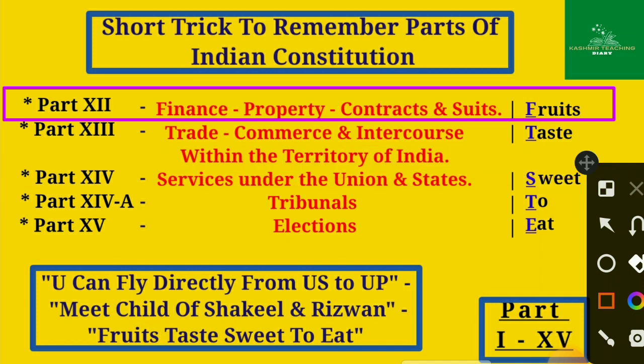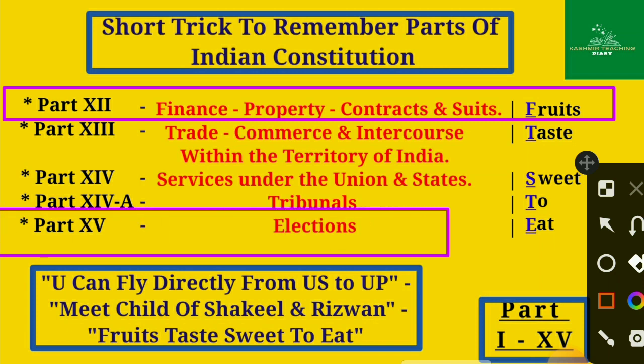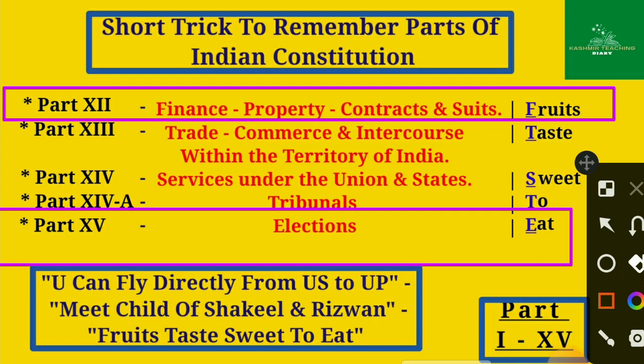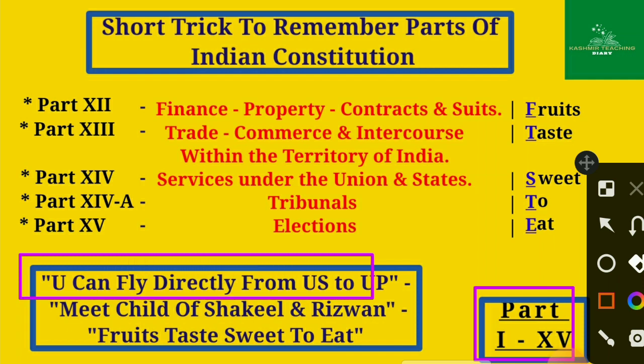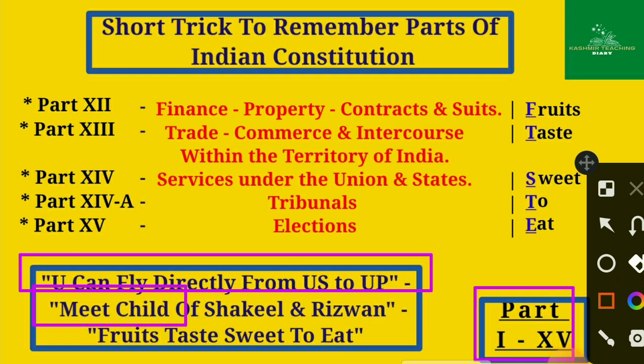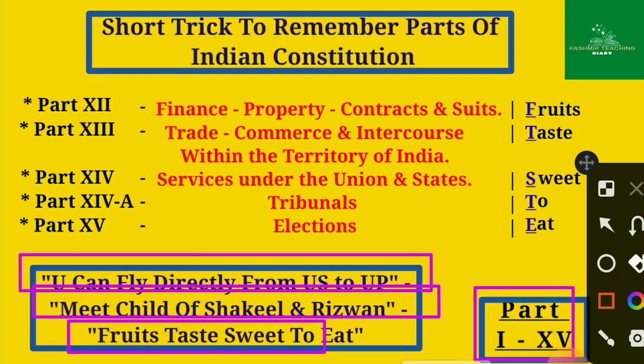In the same way, part 15 deals with elections, and the first letter of eat, E, stands for elections. So in this way, we learned the 15 parts of the Indian Constitution via a simple and short sentence. That is, you can fly directly from US to UP. It is the one sentence. Meet the child of Shakil and Rizwan, and fruits taste sweet to eat.